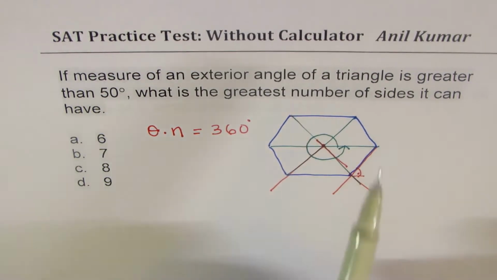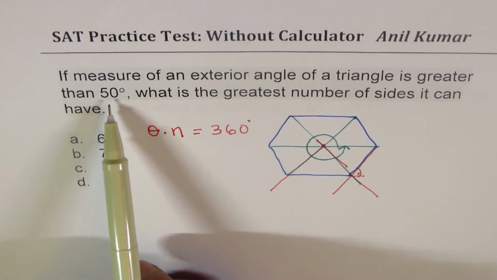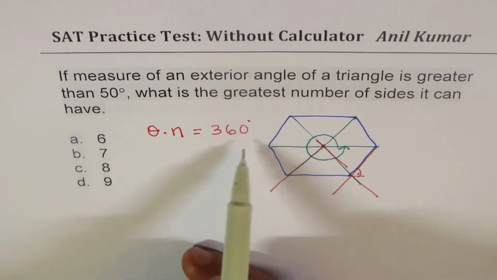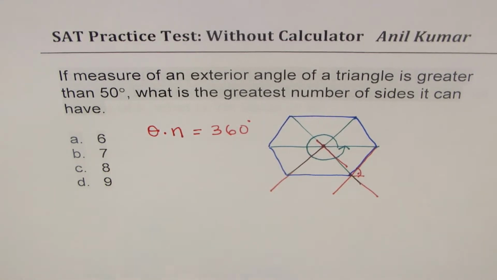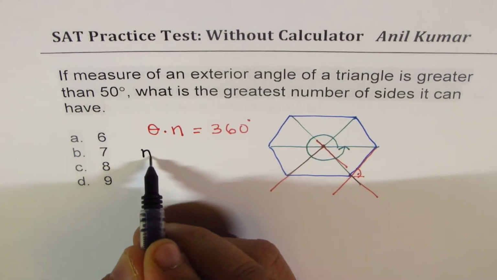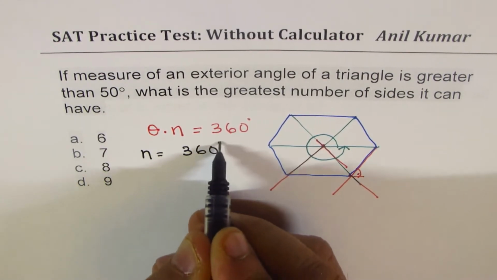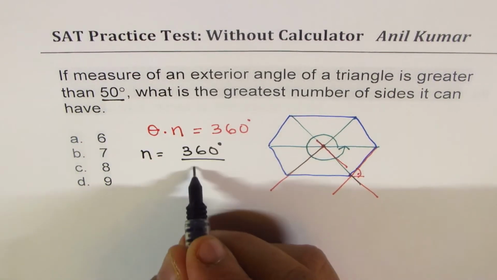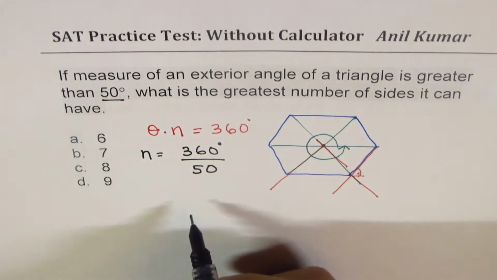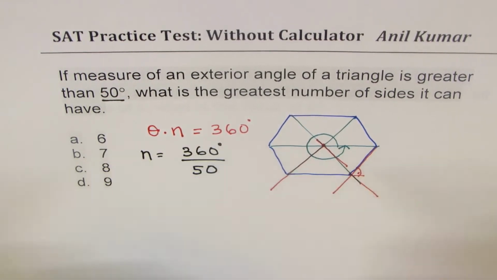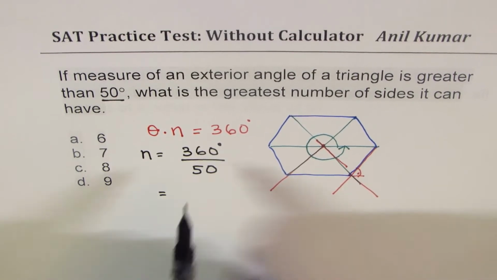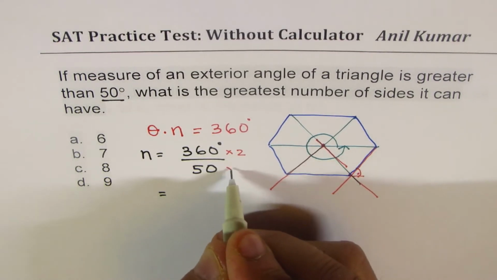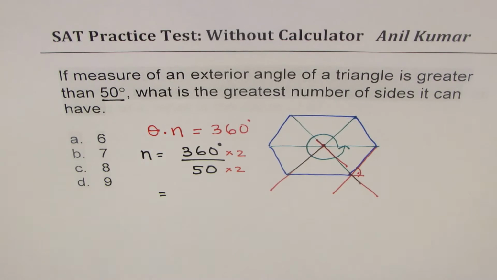Now what you need to know is greater than 50 degrees, right? How many sides can you get? So you can simply divide it and get your answer. So in this case, n is the number of sides. We'll say n equals 360 degrees divided by the angle given to us, 50 degrees. Now a calculator is not required. This division is not very difficult. But a simpler way is if you multiply by 2, think about it. If I multiply both by 2, then it becomes even simpler.